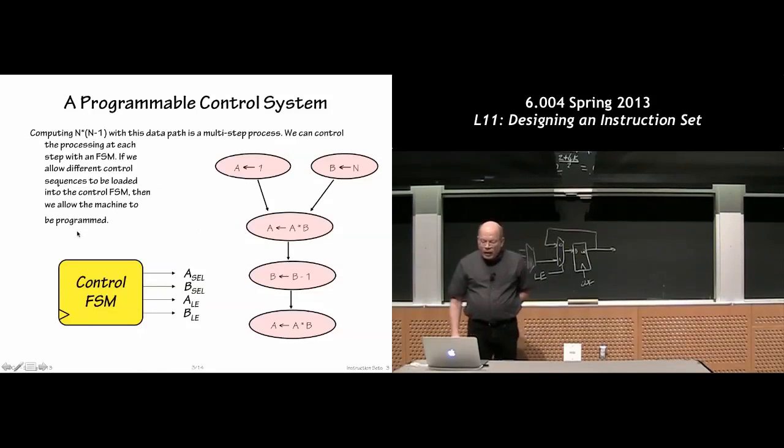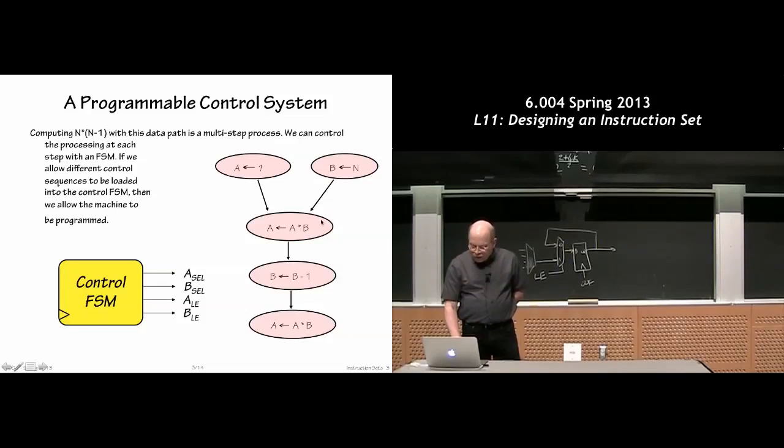Okay, so what we'd like to do is to use the data path. We're going to start off with a very simple problem of using it to compute n times n minus 1, like so. And we want to organize the control signals so that it goes through a sequence of 4 operations. The first one consists of initializing the 2 register values. We're going to initialize A to 1 and the B register to the value n.